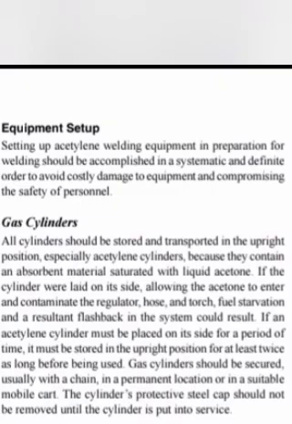If the cylinder were laid on its side, allowing the acetone to enter and contaminate the regulator, hose, and torch, fuel starvation and a resultant flashback in the system could result. If an acetylene cylinder must be placed on its side for a period of time, it must be stored in the upright position for at least twice as long as before being used. Gas cylinders should be secured, usually with a chain, in a permanent location or in a suitable mobile cart. The cylinder's protective steel cap should not be removed until the cylinder is put into service.